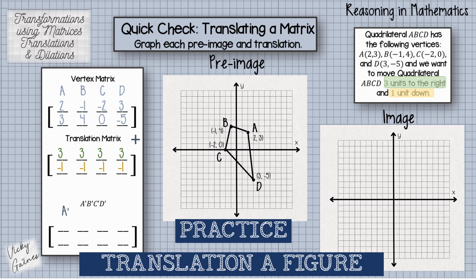And A prime will be at 2 plus 3, 5. 3 plus -1 is 2. So it's at the point 5, 2, which is right there. I've graphed it. For B prime, we're going to add -1 and 3 and get 2. We're going to add 4 and -1 and get 3. So B prime is at the point 2, 3. And it's graphed there for you.